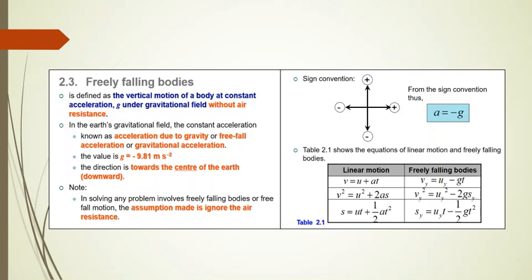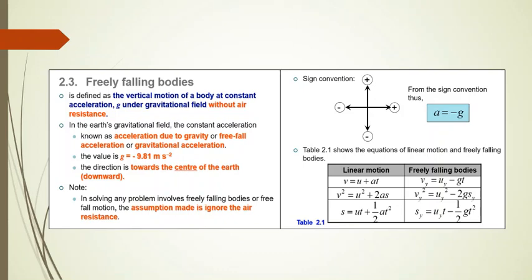The concept of free fall body. Defined as the vertical motion of a body at constant acceleration g under gravitational field without air resistance. It is also known as acceleration due to gravity, or free fall acceleration, or gravitational acceleration. The value g is negative 9.81 meter per second squared, and the direction is always towards the center of the earth.